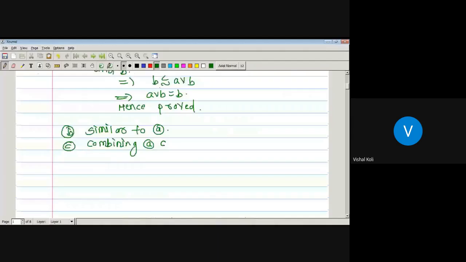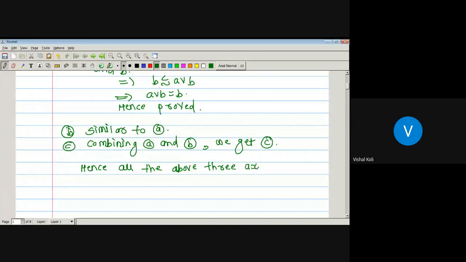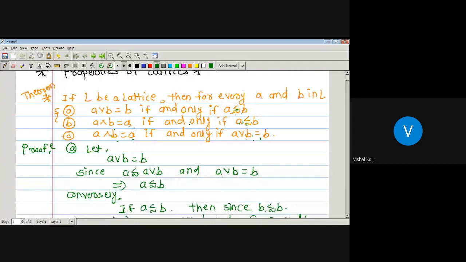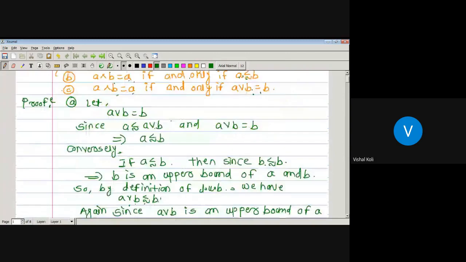Combining, all three statements are equivalent. Hence, all the three above statements are equivalent. Okay. So if we take any one, then obviously the remaining two will be true. If we take A meet B equal to A if and only if A join B equal to B, then obviously the remaining two will be true. Okay. Same for the remaining cases.